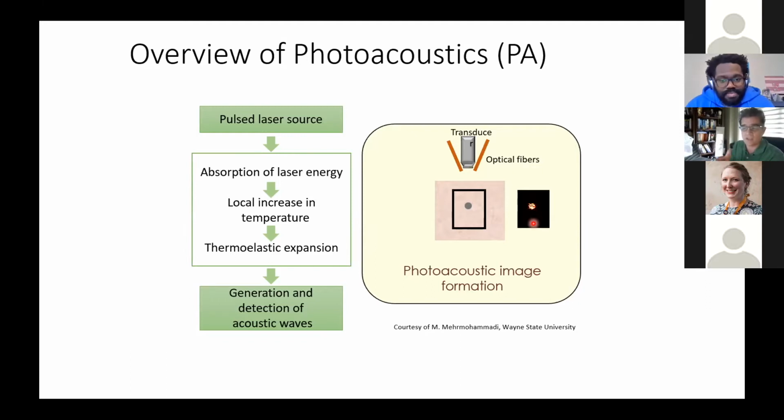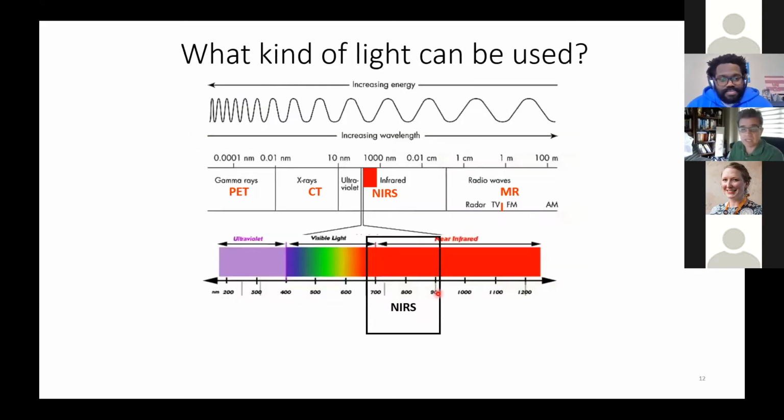So as long as you could synchronize the laser with the ultrasound, then you can make images of whatever absorbs the light. Now, Adisha talked about the electromagnetic spectrum. You could use any type of light to produce these kinds of photoacoustic waves. We typically use the near infrared spectrum, this area here, and that's because light can penetrate a lot more through tissue in these wavelengths.